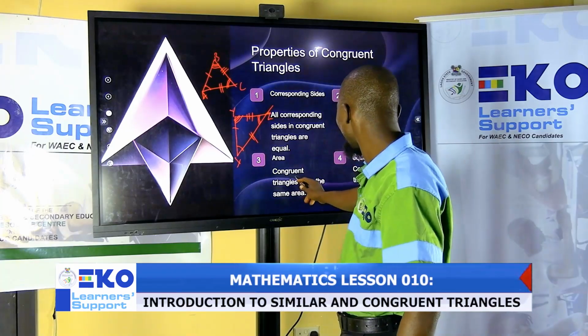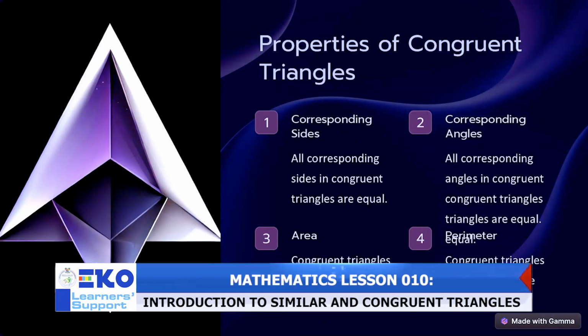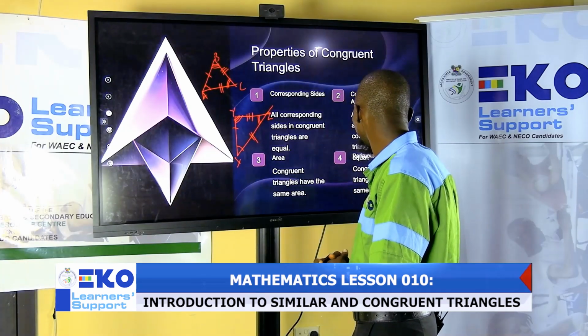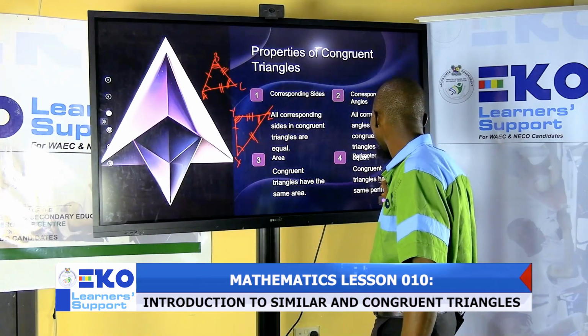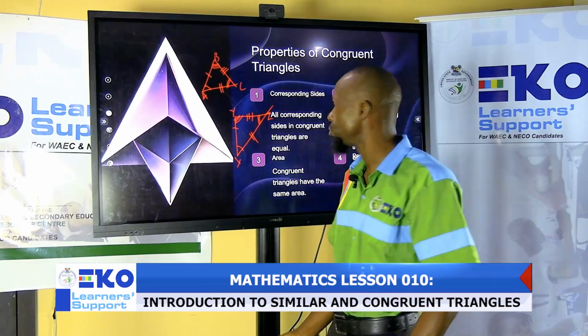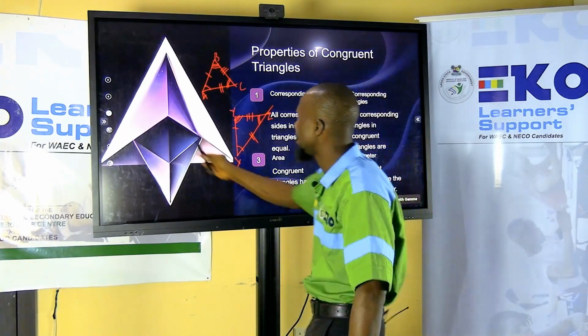Then we also know that congruent triangles have the same area. They have the same area. This one is not in ratio, but they are the same. Then congruent triangles have the same perimeter too. All right. So let's move on.